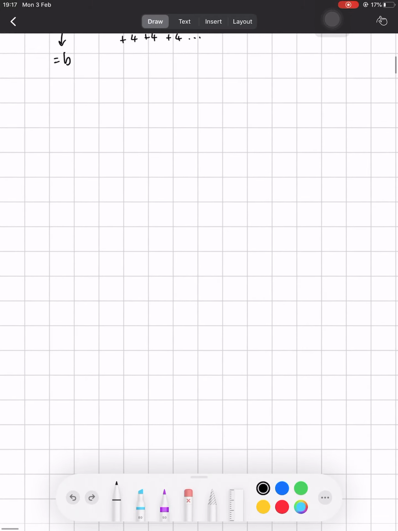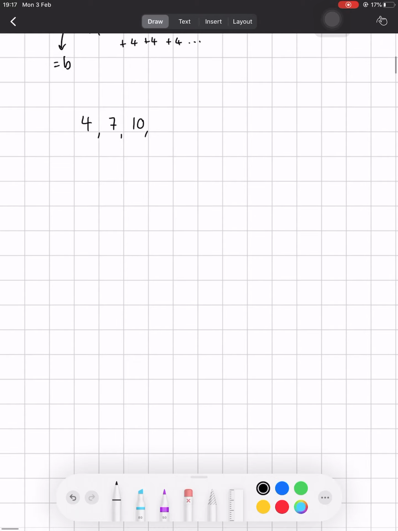So if I give you another example for you to do by yourself. So let's say we had 4, 7, 10, 13, 16. I want you to work out the nth term of the sequence. So pause the video, have a go, and come back to check your answer. So what you should have got is something like this. So this is how you would work it out.